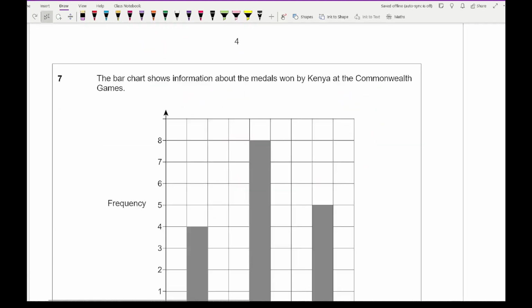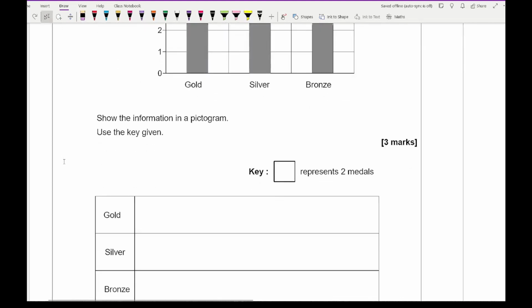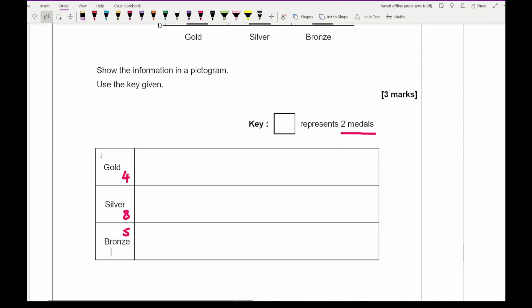So moving on to question 7, it says the bar chart shows information about medals won by Kenya at the Commonwealth Games. So here we've got 4 gold, we've got 8 silver, and we've got 5 bronze. And the question is asking us to show the information in a pictogram, and we're using squares to represent 2 medals. So for gold, if I write down the numbers, I've got 4, 8 and 5. So if one box represents 2, I need to represent 4, so that's going to be 2 boxes.